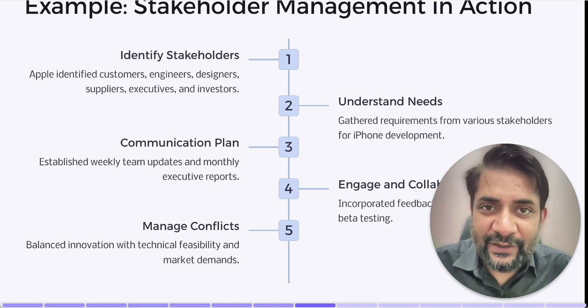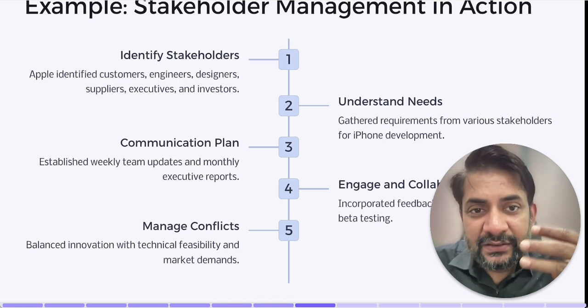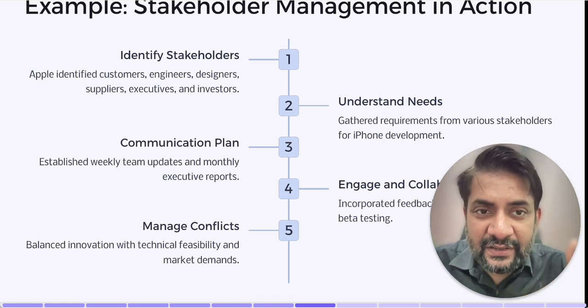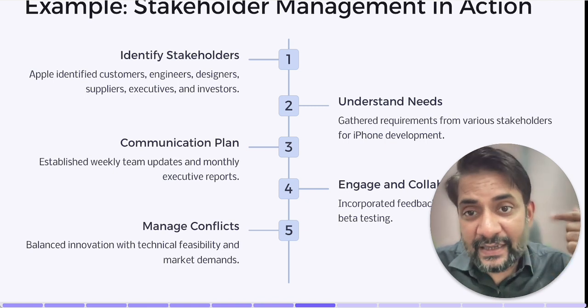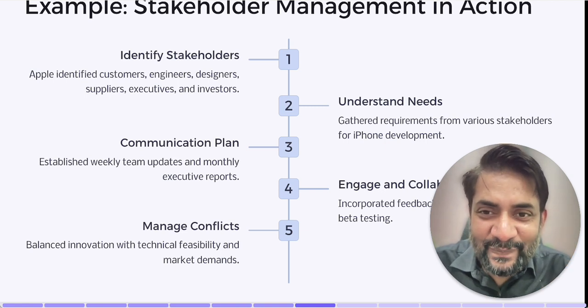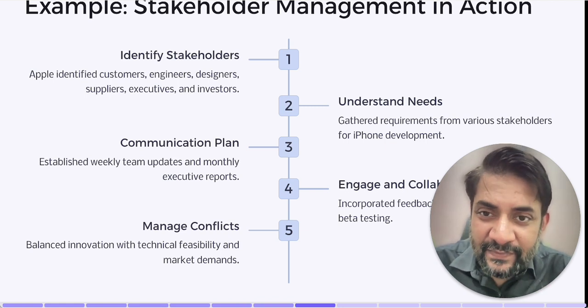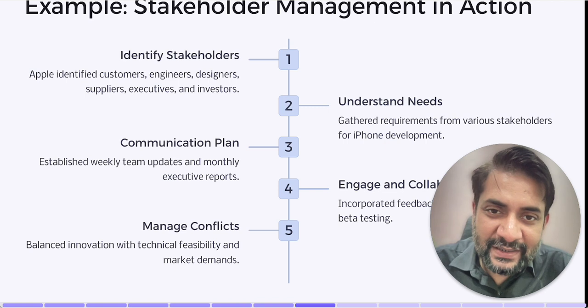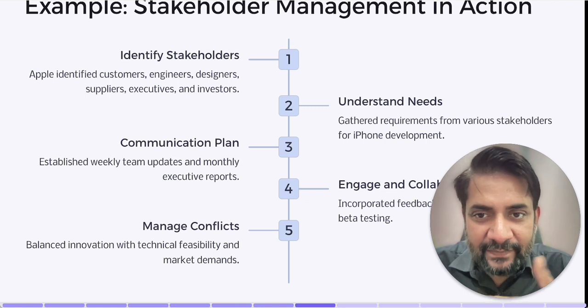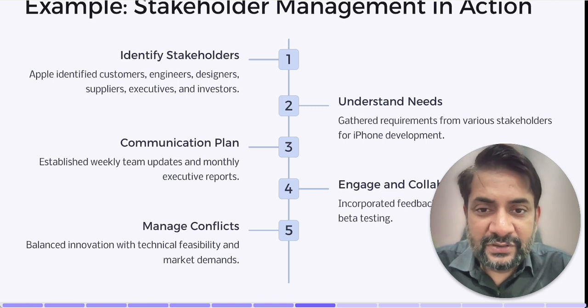Starting with identifying stakeholders: customers, engineers, designers, suppliers, executives, and investors. Understanding the needs. Customers desire a user-friendly, innovative smartphone. Engineers need clear specifications and achievable goals. Executives seek profitability and market dominance. So, you build a communication plan: regular meetings, weekly updates with the development team, and progress reports, that is monthly reports to executives and investors.